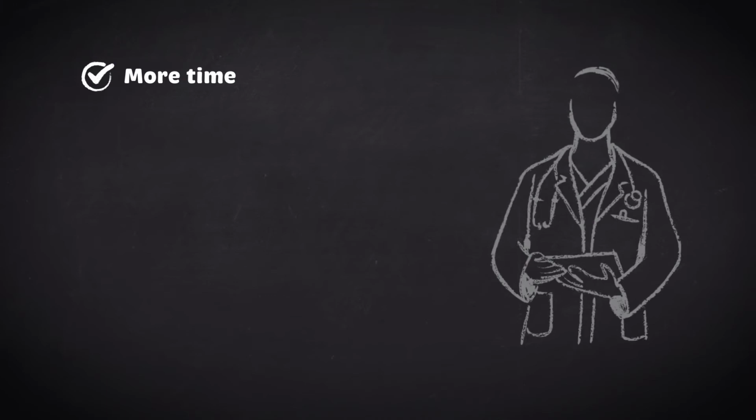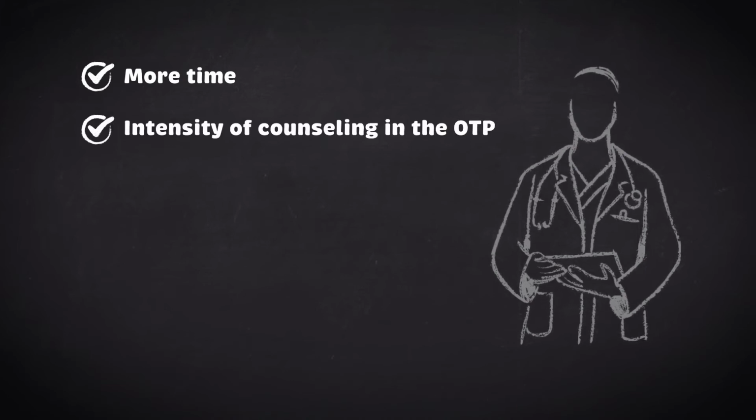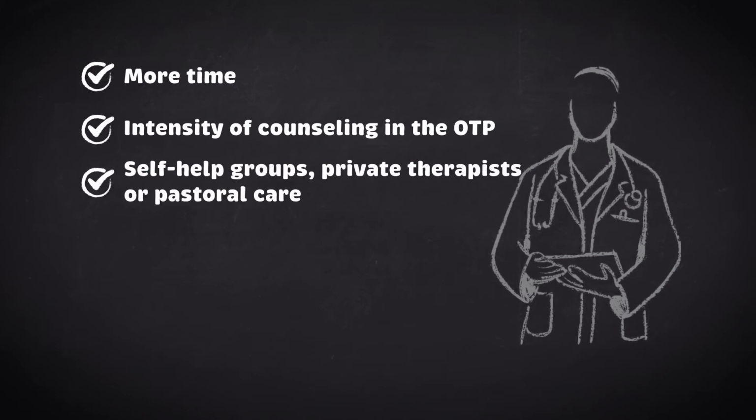If the patient is unwilling to try another medication, or they are ineffective, what can we do? First, we can be patient and give them more time while they are changing people, places, and things. We can increase the intensity of counseling in the OTP, as well as outside the OTP, through the use of self-help groups, private therapists, or pastoral care.